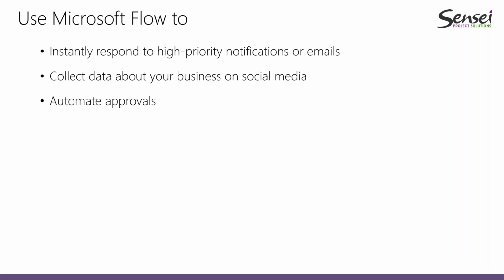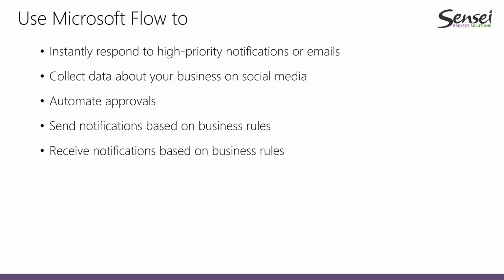We can also automate approvals. We can send notifications based on business rules. We can receive notifications based on business rules, and we can do much more. So, as our use case today, we'll be discussing more about Project Online, but there are more things that we can do. There are lots of different options that we can do.